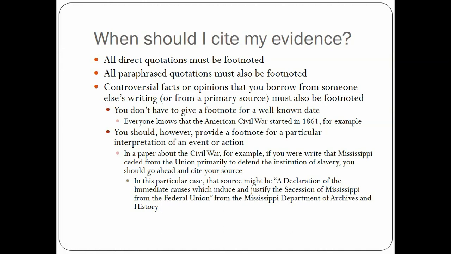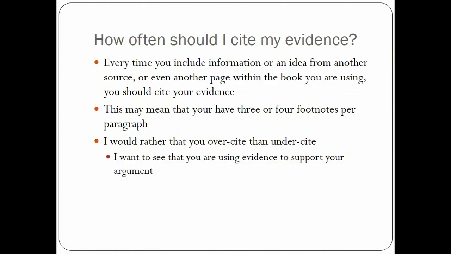You should, however, provide a footnote for a particular interpretation of an event or an action, something that's maybe more controversial or debated by historians or by others. So in a paper about the Civil War, for example, if you were to write that Mississippi seceded from the Union primarily to defend the institution of slavery, you should go ahead and cite your source for that. And in this particular case, that source could be a declaration of the immediate causes which induce and justify the secession of Mississippi from the Federal Union, which you can find on the Mississippi Department of Archives and History website.